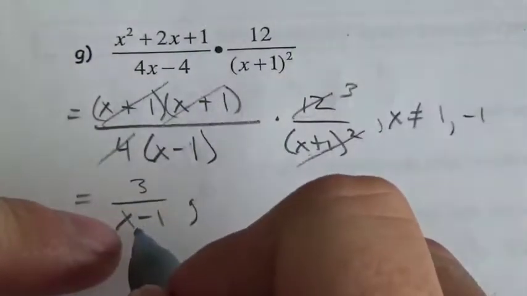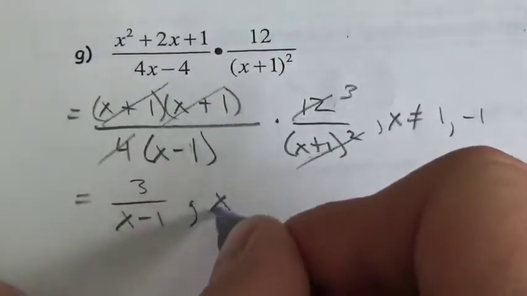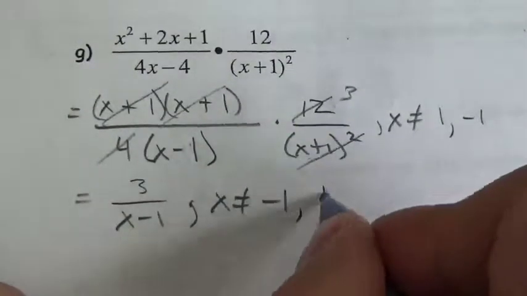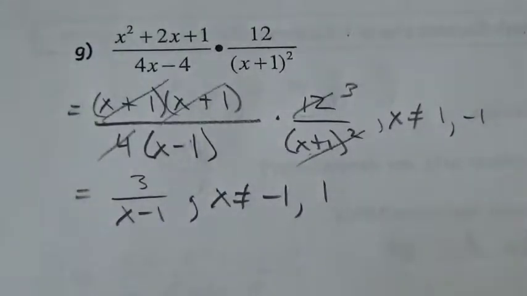I can see the restriction that x can't equal positive 1. What I can't see is the restriction that x can't equal negative 1. But I should include both, just to guarantee that your teacher knows that you know what the restrictions are.